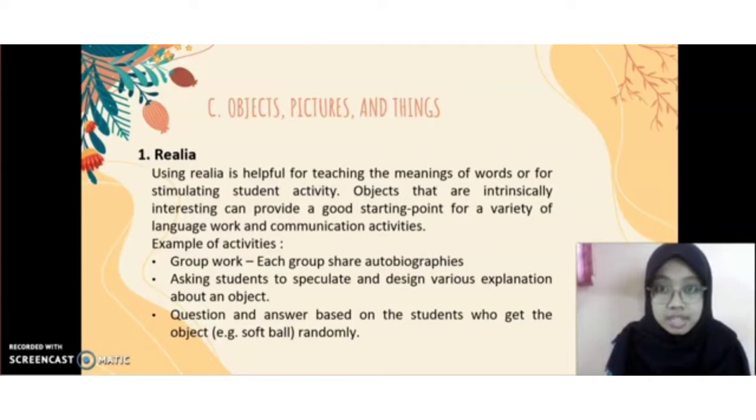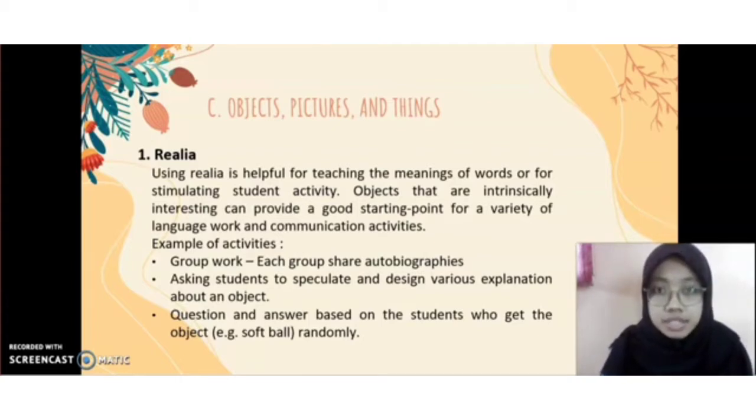The second is asking students to speculate and assign various explanations about an object. The students are asked to speculate on the function of an obscure object or explain it. The class can vote for the best idea. If there is more than one object, students can find the similarities of the objects or create stories about them. For example, pick the object to put in a time capsule or bring to a desert island.